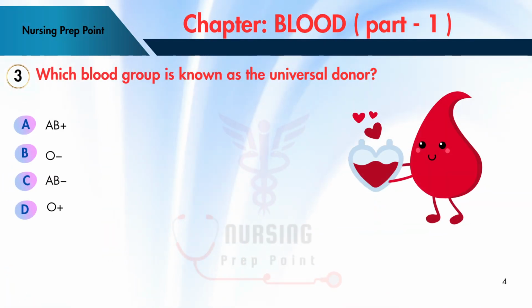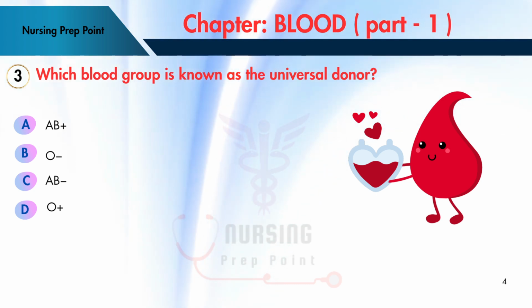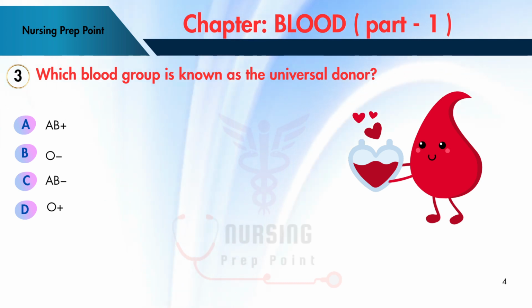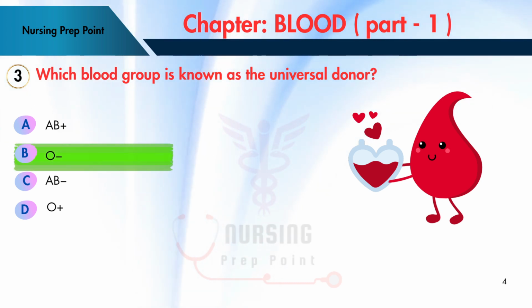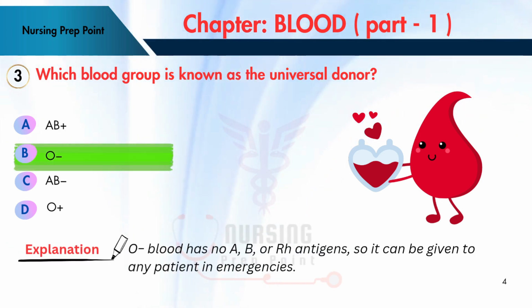Which blood group is known as the universal donor? Option A, AB positive. Option B, O negative. Option C, AB negative. Option D, O positive. The correct answer is option B, O negative. Explanation. O negative blood has no A, B, or Rh antigens, so it can be given to any patient in emergencies.